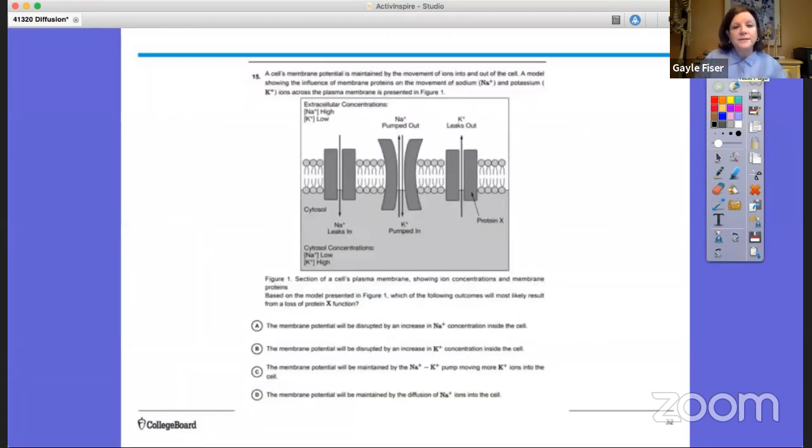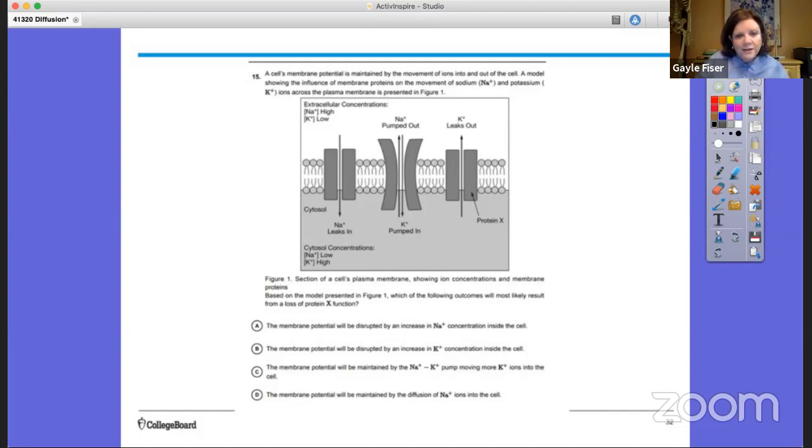All right, so this is a familiar diagram. I'm sorry this print is so small. It's the best I could do to get on here, but at least you're familiar with it already. A cell's membrane potential is maintained by the movement of ions into and out of the cell. A model showing the influence of membrane proteins on the movement of sodium and potassium ions across the plasma membrane is presented in figure 1. Okay, so we're familiar with figure 1 already.